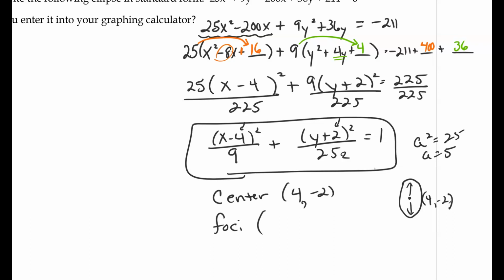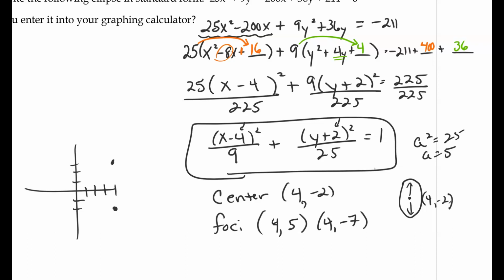And what do we get here? If we go up 5, I'm going to get (4, 5). And if I go down 5, I'm going to get (4, -7). Someone goes, where did I get that? Remember, all I did was graph. I know my center is at (4, -2), and then I'm going to do what my a says, because I know it's going to be up 5 or down 5. I go up 5, so 1, 2, 3, 4, 5. We go down 5, 1, 2, 3, 4, 5. And those would be my two vertices using a.